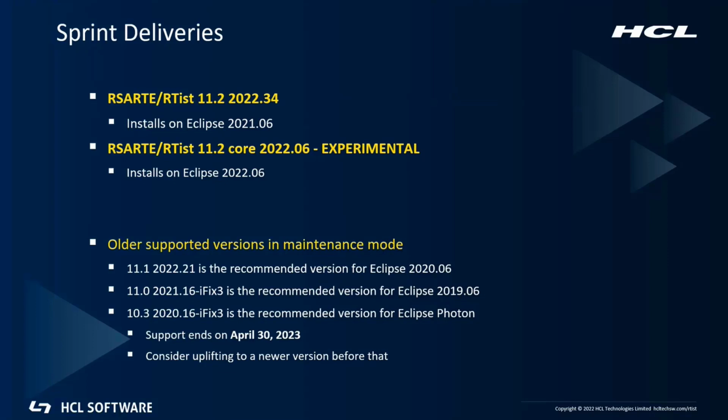So coming back to this sprint, here is what we will ship. First will come version 2022-34 of 11.2 that you will run on Eclipse 2021-06. Then shortly after that, we will release this first core release that can run on Eclipse 2022-06, and that is an experimental release. For the older versions, there is no change since last time. Still, just a reminder that if you're using something as old as 10.3, remember that support will end in April next year. So it's a good idea to uplift to something newer well before that.